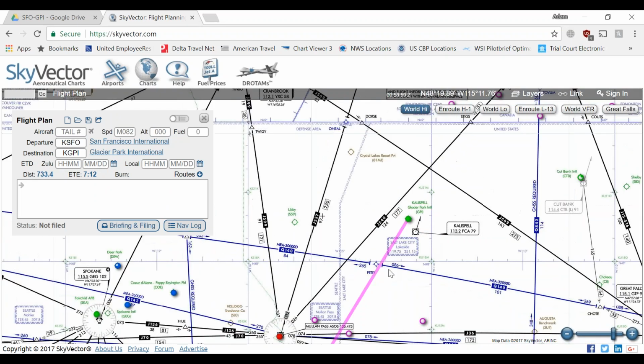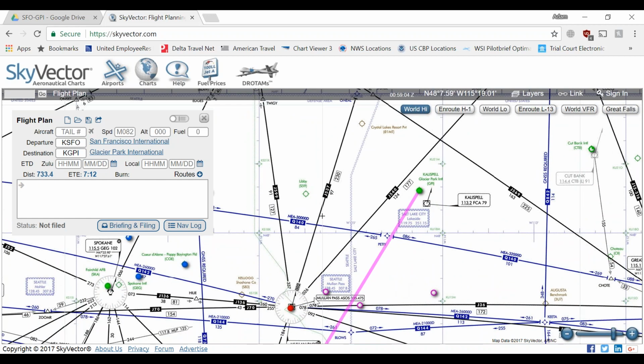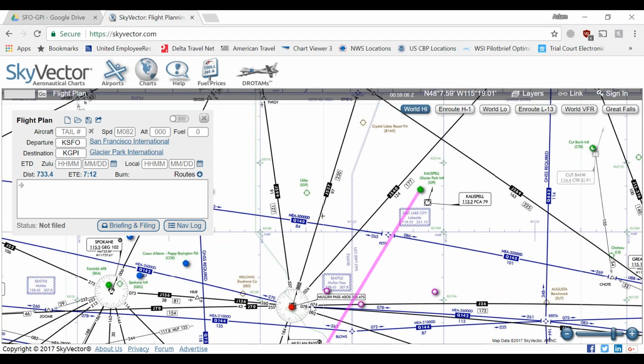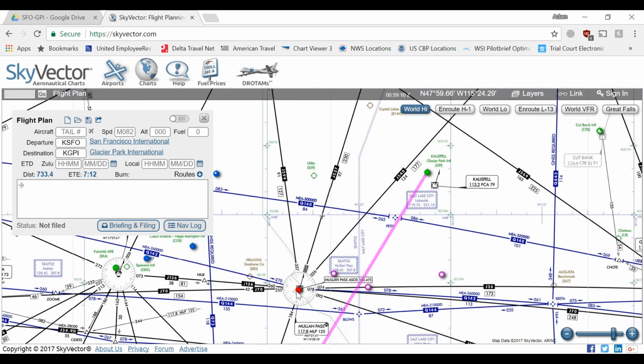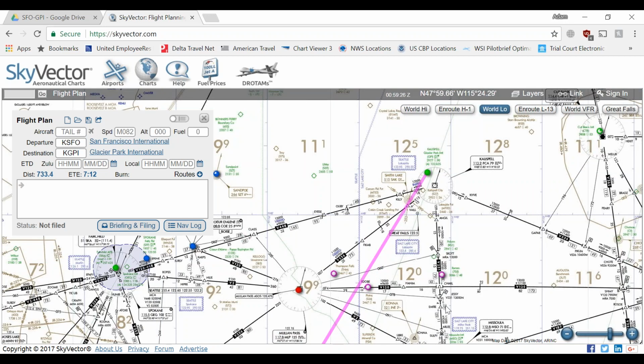So this is the high chart. The nearest major VOR is Mullen Pass down here. From here, it looks like if we can connect into Mullen Pass somehow, then hopefully there's a Victor route that goes from here to the Kalispell VOR. So let's take a look if there is. Yep, there's Mullen Pass, and here's Victor 536, which connects to Kalispell.